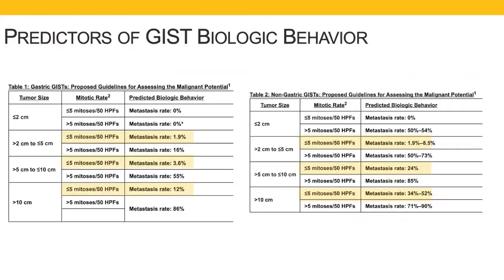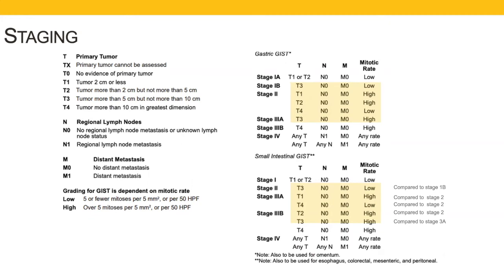One thing you have not talked about at all on that slide, that's super important: the grading. So yeah, I'm going to get into the grading a little bit more, but the grading for GIST is dependent on the mitotic rate. So it's considered low grade if it's less than 5 mitoses per 50 high power fields, and high grade if it's greater than 5 mitoses per 50 high power fields. And so my point is that all that matters is how big the tumor is and what the grade is. And then if it's spread, that's a different factor.